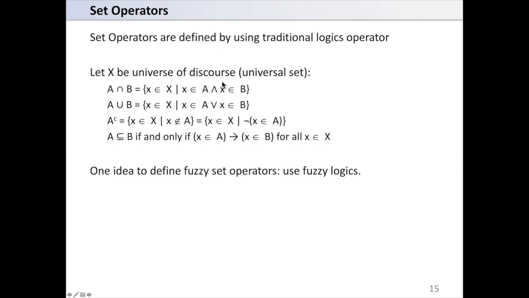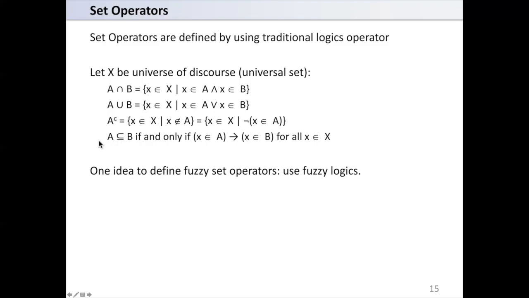Let X be the universe of this course, that is, the universal set. Then A intersection B is defined as the collection of points belonging to the universe such that these points X is an element of A and an element of B. The union of A and B is the collection of X points belonging to the universe such that X is an element of A or X is an element of B. The complement of A is the collection of points such that these points are not elements of A. That is, the collection of X points such that X is an element of A is not true.